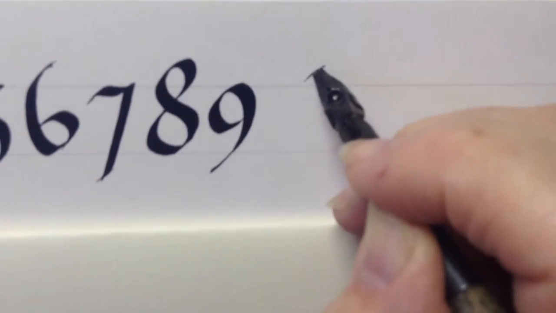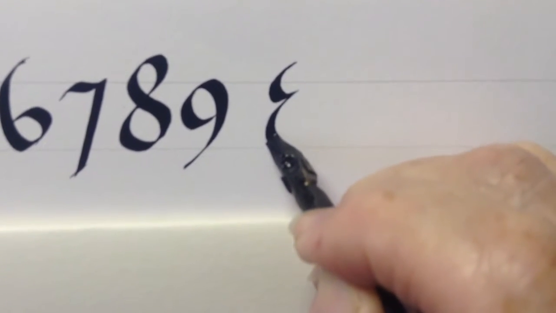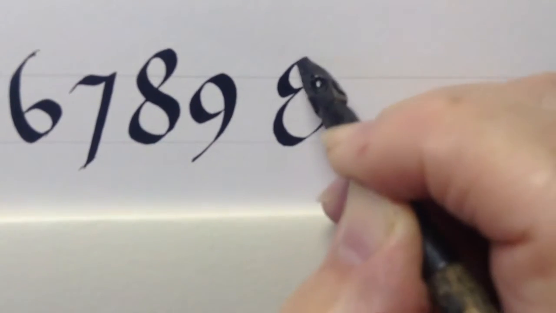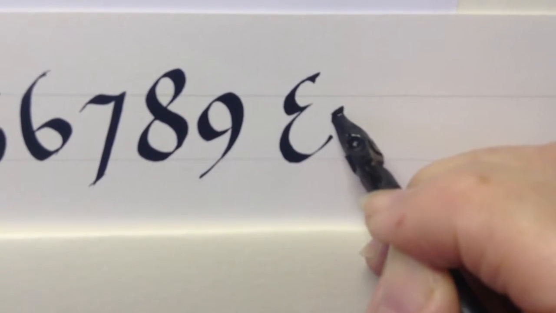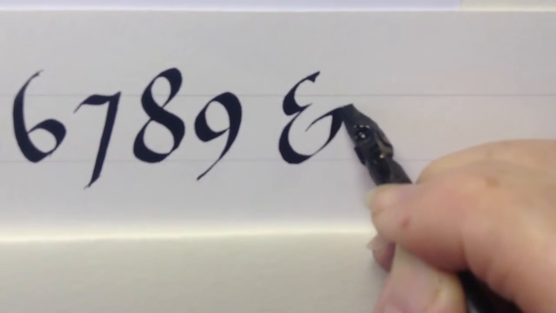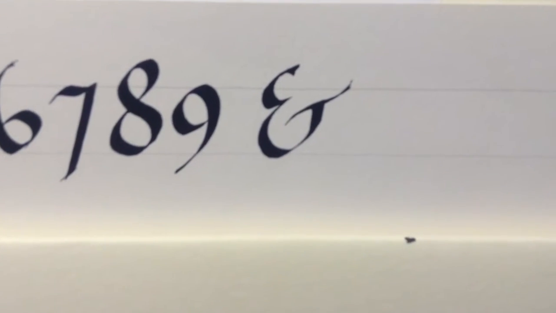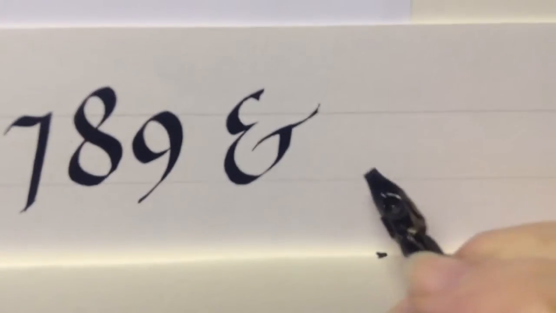An ampersand extends above the line for x height, and an ampersand represents the letter and. And it's quite a useful symbol to use if you've got a number of invitations, for example, Mr. and Mrs. and so on.